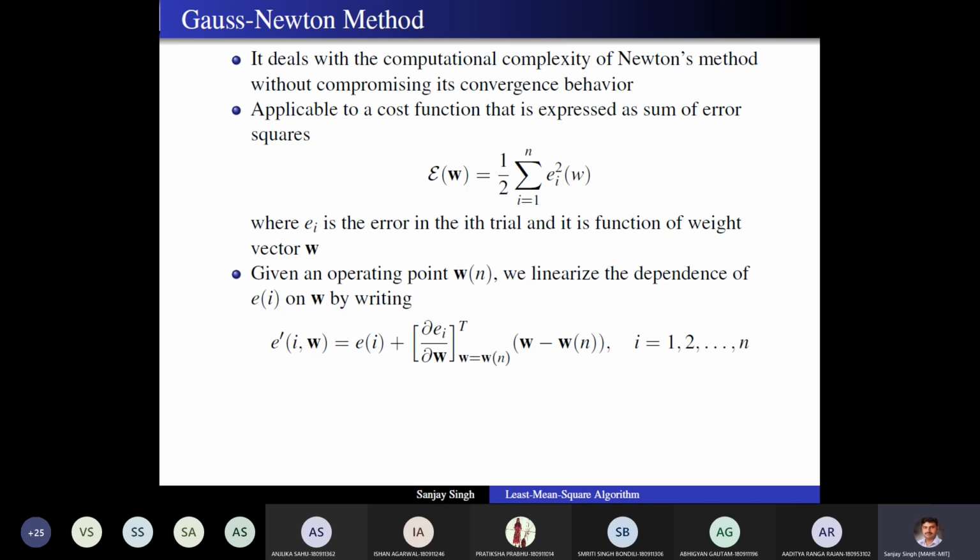Now, one fundamental thing we are doing in the Gauss-Newton method is that we linearize the dependence of error on W, which we have not done so far. We assume that the error is a linear function of the weights. With this assumption, it really helps a lot, and it overcomes the problem of the Hessian matrix calculation. Here we get something else, what is called the Jacobian.